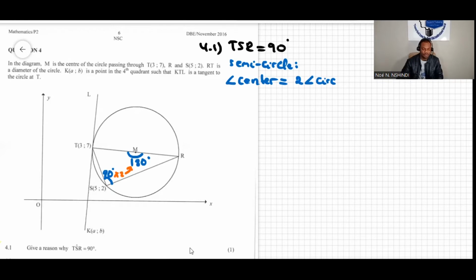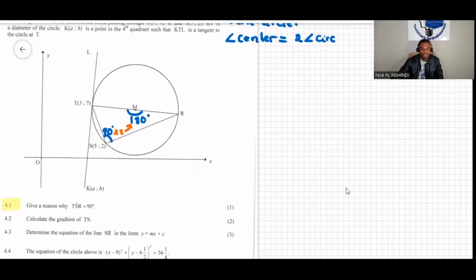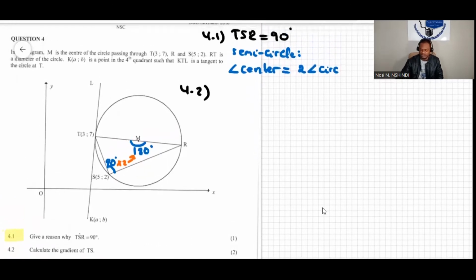Now that was 4.1, and the following question is question 4.2. The question says, calculate the gradient of TS. So I need to find the gradient of TS, and we do know that the gradient m is given by y2 minus y1 over x2 minus x1.